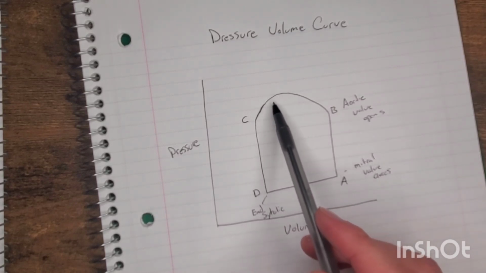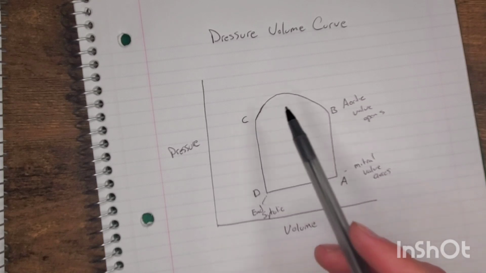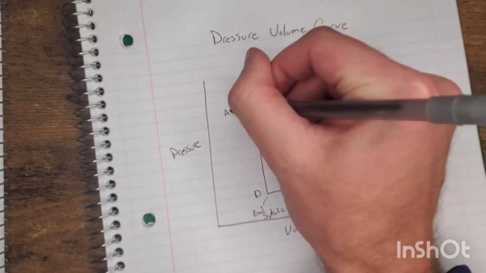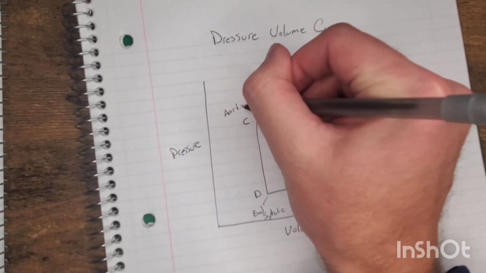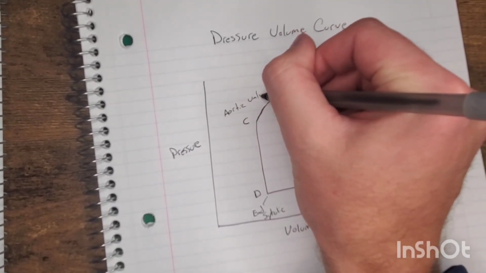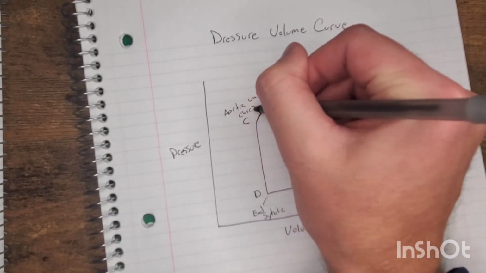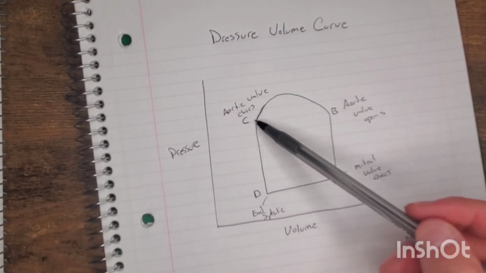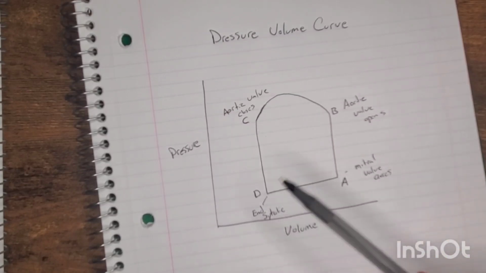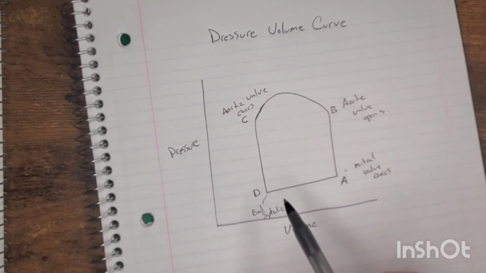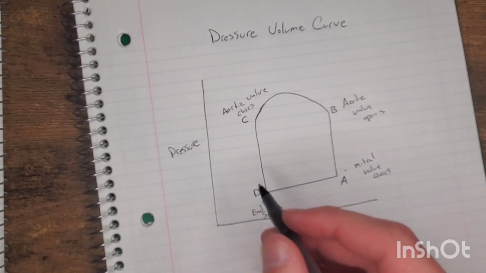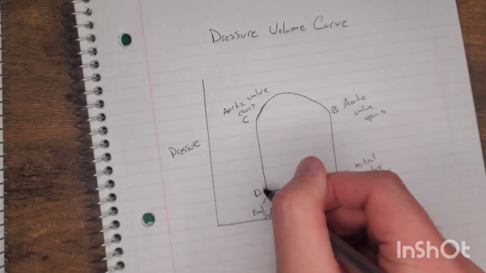Once our contraction is done, we are going to have this aortic valve close. That's when the pressure in the aorta is greater than the pressure in the left ventricle. Once that's closed, you'll have relaxation of that ventricle. It's going to open up, and pressure is going to drop really quickly. And then once it reaches a pressure that is equal to the atrium, those atrial valves are going to open, so that mitral valve is going to open.